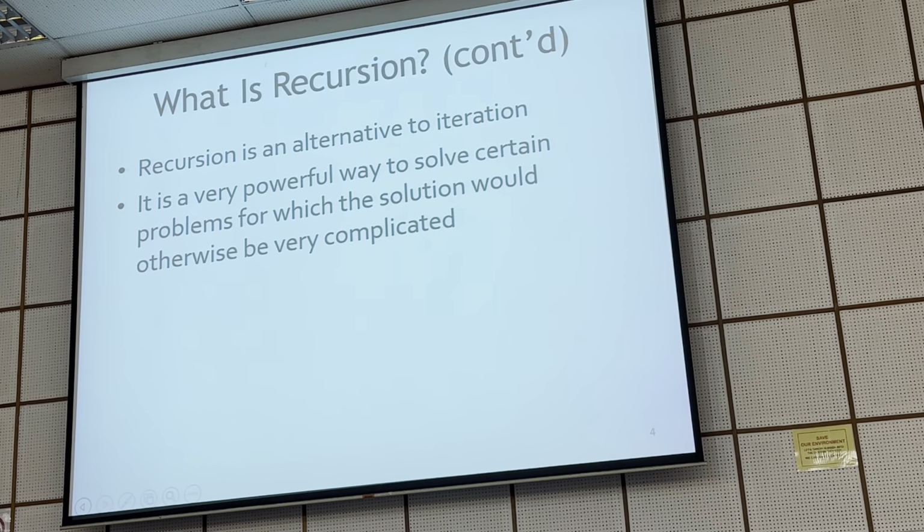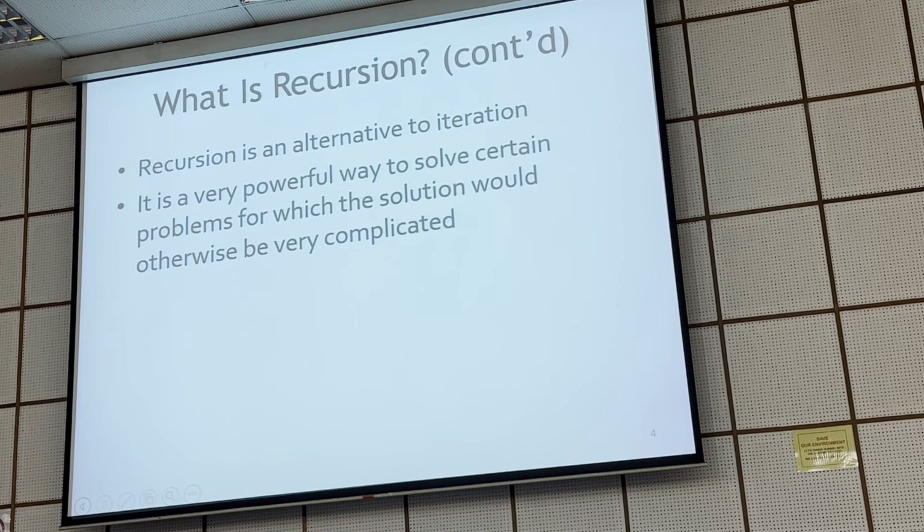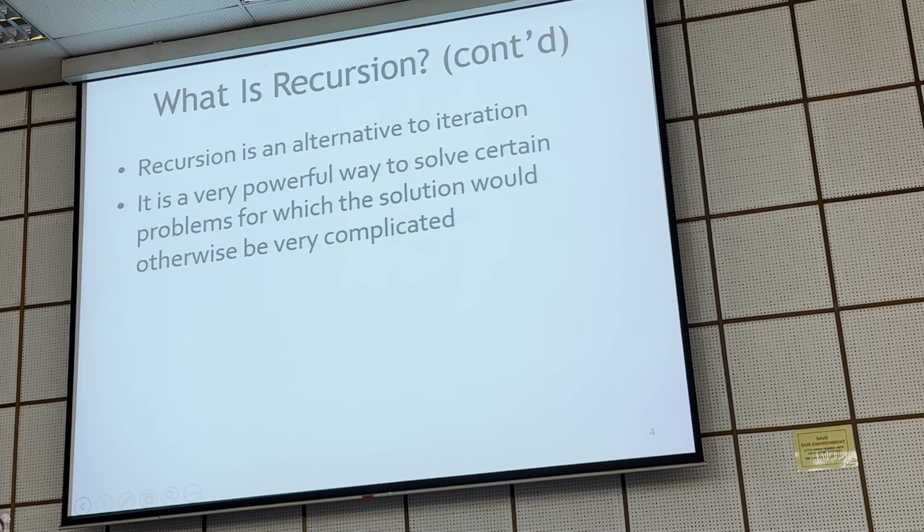Okay? Now, recursion is an alternative to iterative. Do you understand the word iterative? Iterative, we use loop. What kind of loop do we use for Java programming? We have while loop, for loop, if then else loop. Is if then else a loop? No. If then else is a condition. Loop is to repeat. Correct enough, huh? Alright. Recursion is a very powerful way to solve a certain problem for which the solution would otherwise be very complicated.